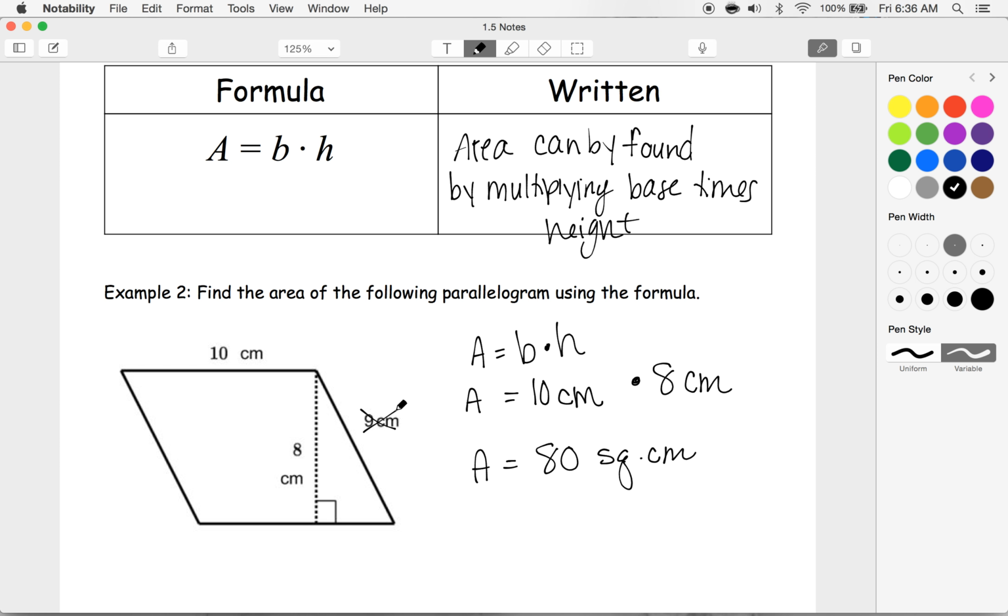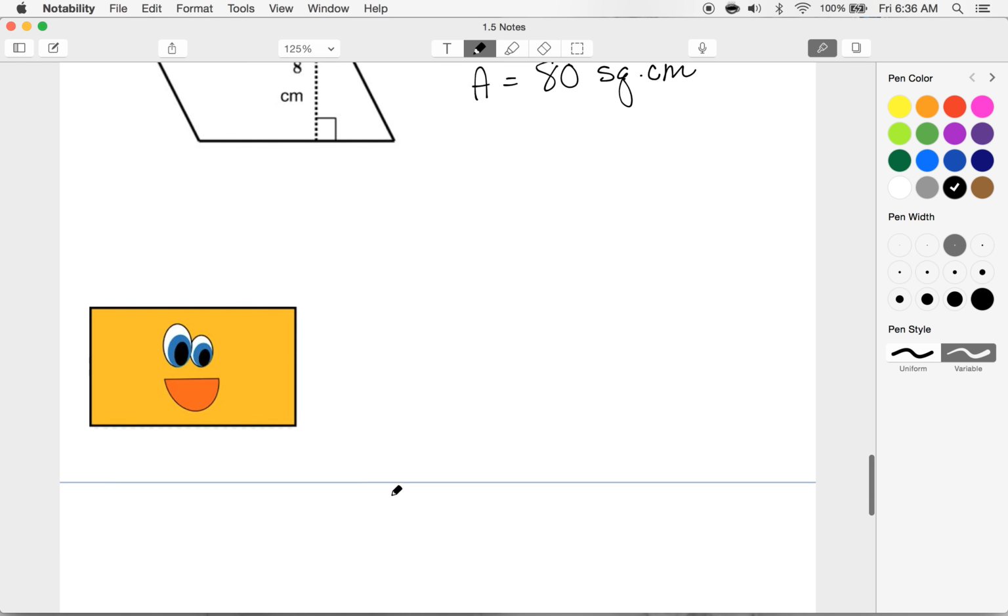This 9 we did not need. He was a slant height. He was the height of the slant. And we do know that the base can be any side, but we had to have a height that was 90. And because this 8 was not 90 degrees to the 9, that was not my height in this case.